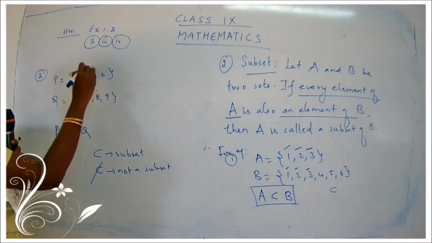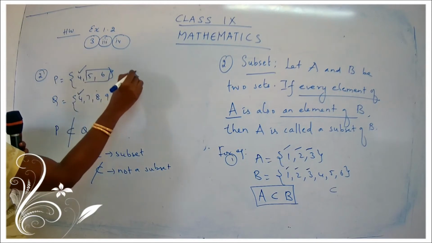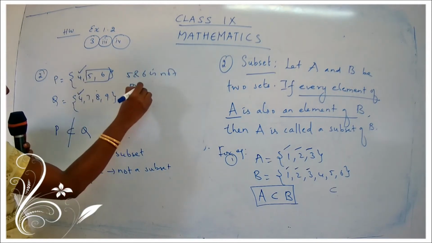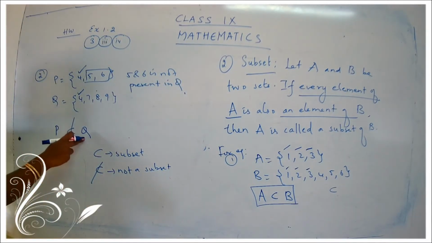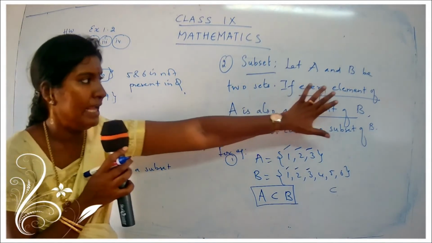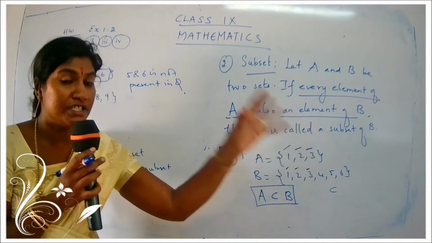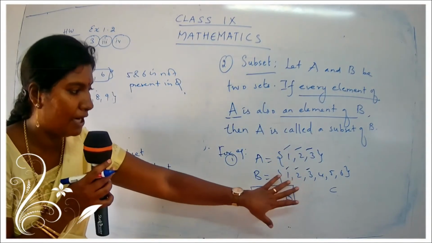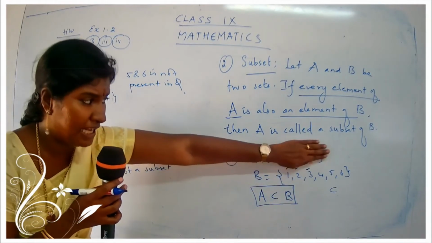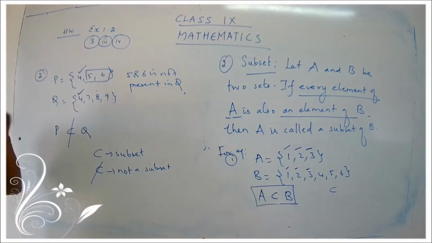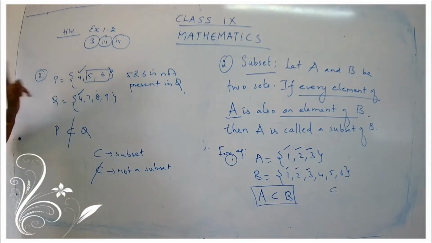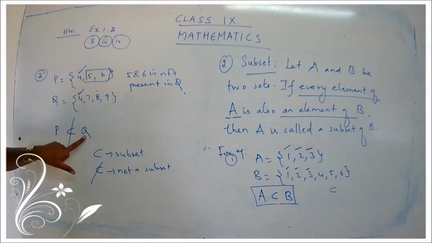See here only 4 is present. 5 and 6 are not present in Q. So what do you say? P is not a subset of Q. Clear? If every element of A, every means all, 1, 2, 3 is present in B, maybe extra, that is not a matter. Every element of A is present in B, so A is a subset of B. Here, every element of P is not present in Q. Therefore, P is not a subset of Q. I hope you are clear with the statements.